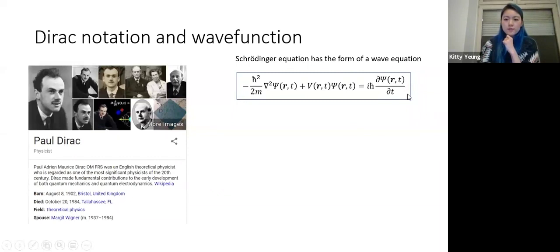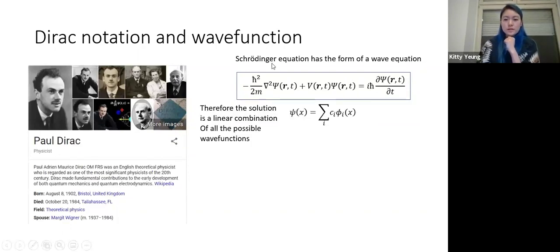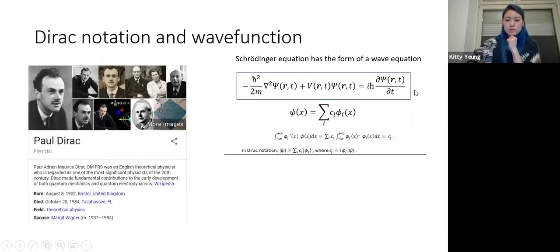If you look at the form of the Schrödinger equation, you know that this is a wave equation. A solution to the wave equation is a wave function. If you look at this form here, that's what I showed earlier: a summation of all the possibilities, all the possible wave functions. Together, they form a solution to this Schrödinger equation here.